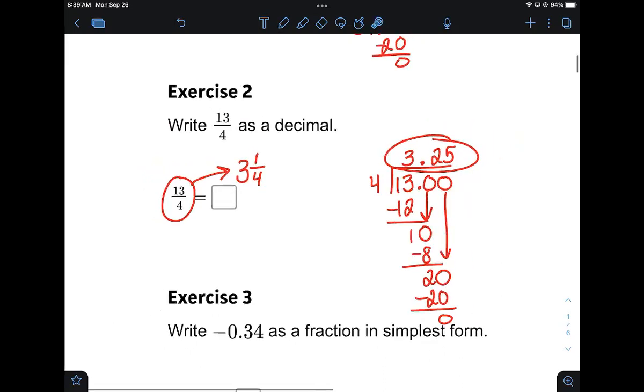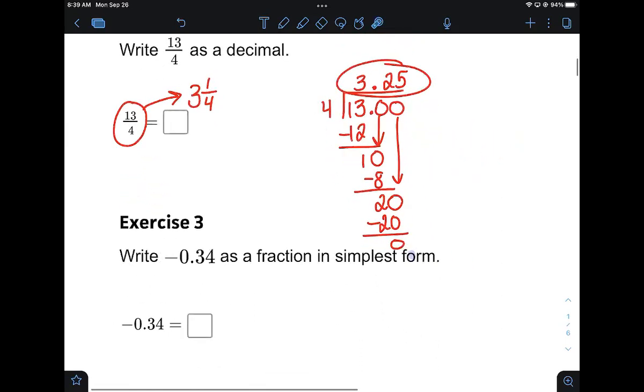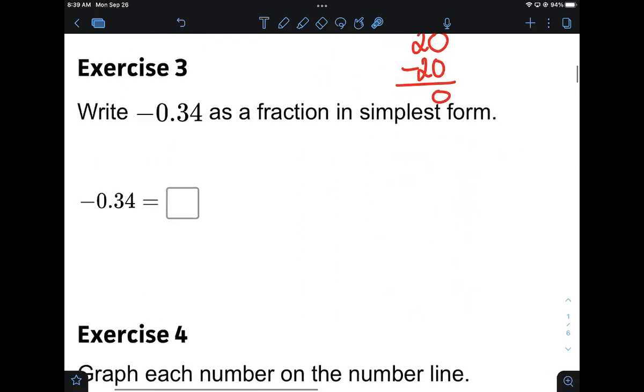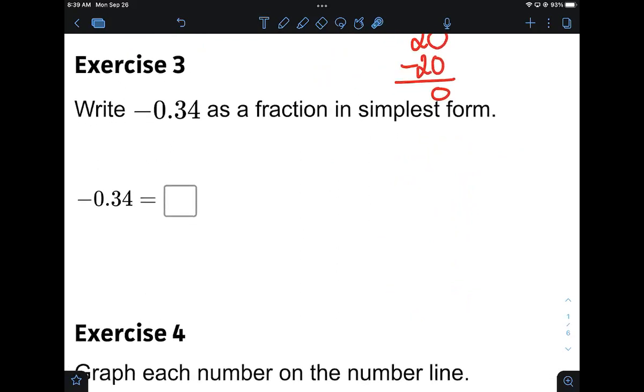All right, let's look at number 3. For number 3, they're having us write this decimal as a fraction in simplest form. Now, what does it mean to write a fraction in simplest form? Draven? Logan? You have to reduce it. Yeah, it's got to be reduced. It can't reduce anymore, right? So it's got to be in simplest form. So that's exactly what that means.